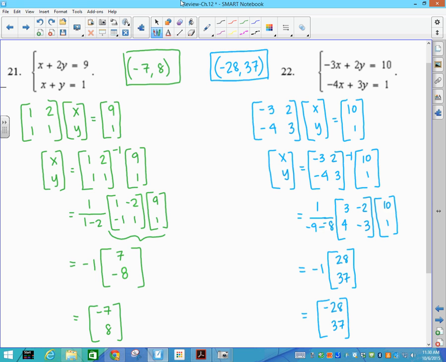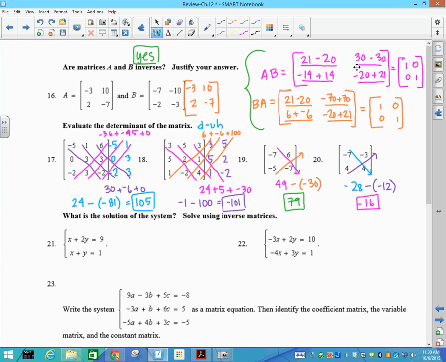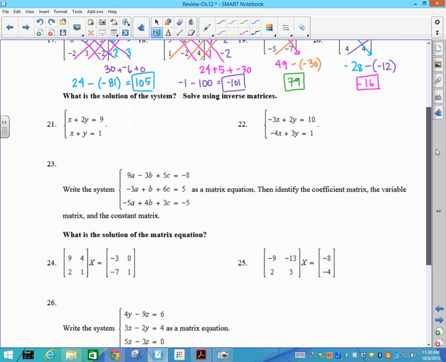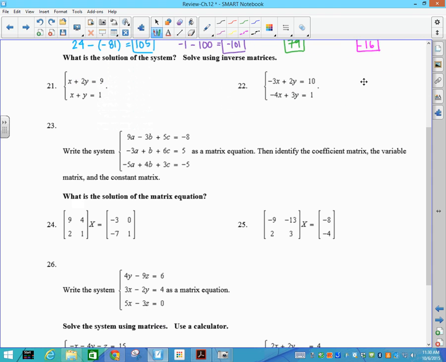Okay, so back to our page, because that was too much to try to fit in there at one spot. But I can go ahead and write what those answers were. This one was negative 7, 8, so it doesn't look like we didn't do those problems. And this one was negative 28, 37.